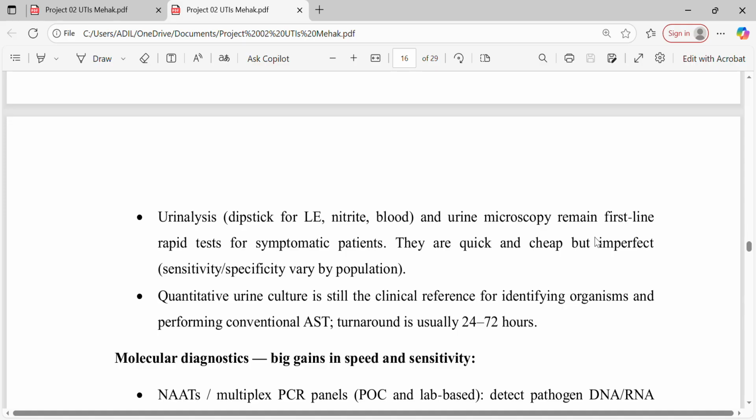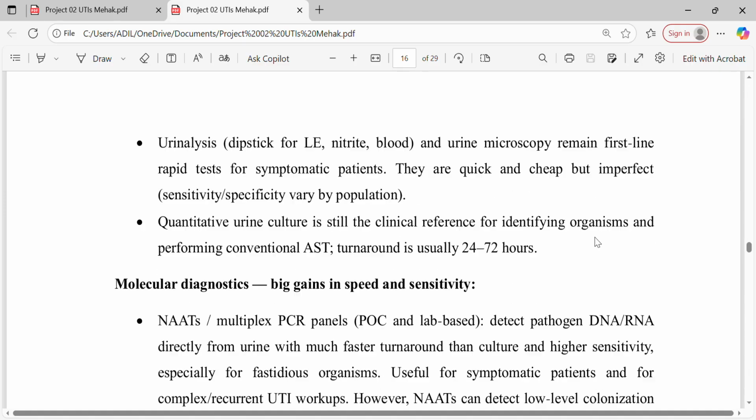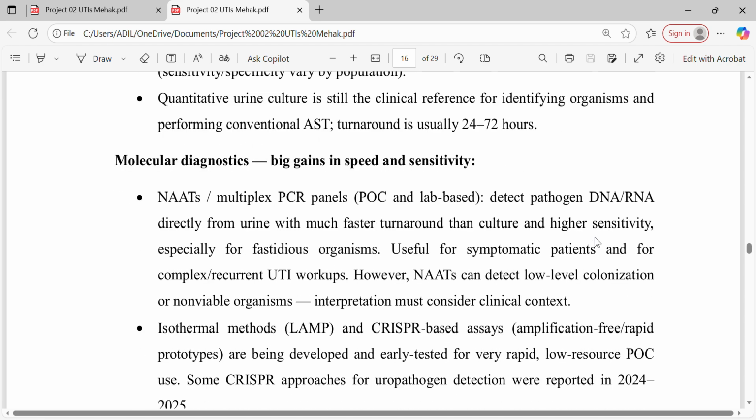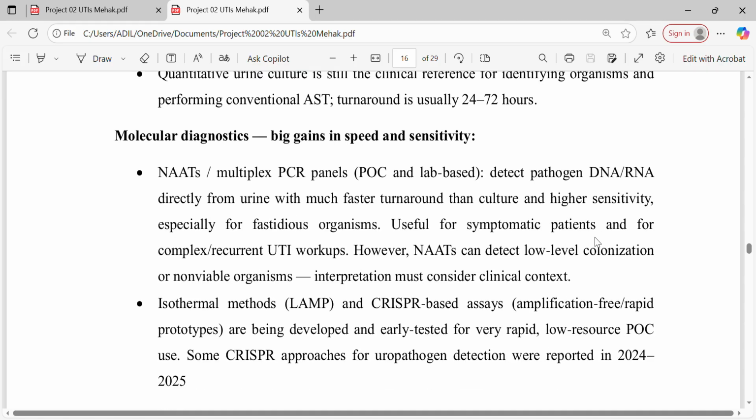Modern diagnostics offer bigger gains in speed and sensitivity. NATs, multiplex PCR panels, detect pathogen DNA and RNA directly from the urine with much faster turnaround than culture and higher sensitivity, especially for fastidious organisms. Useful for symptomatic patients and for complex recurrent UTI workups. However, NATs can detect low-level colonization or non-viable organisms. Interpretation must consider clinical context.